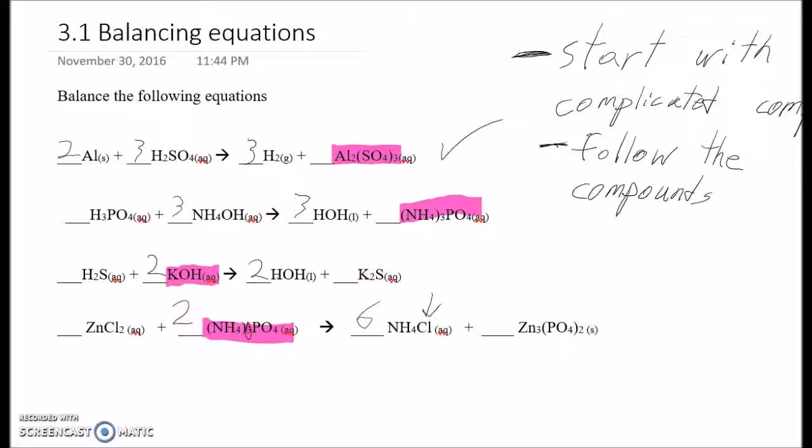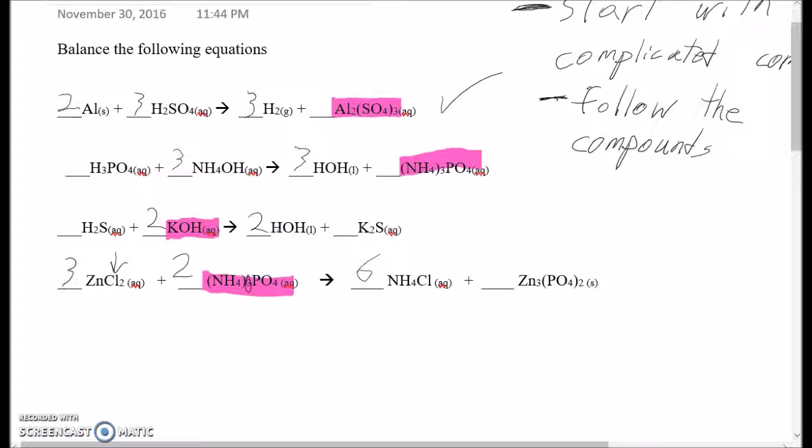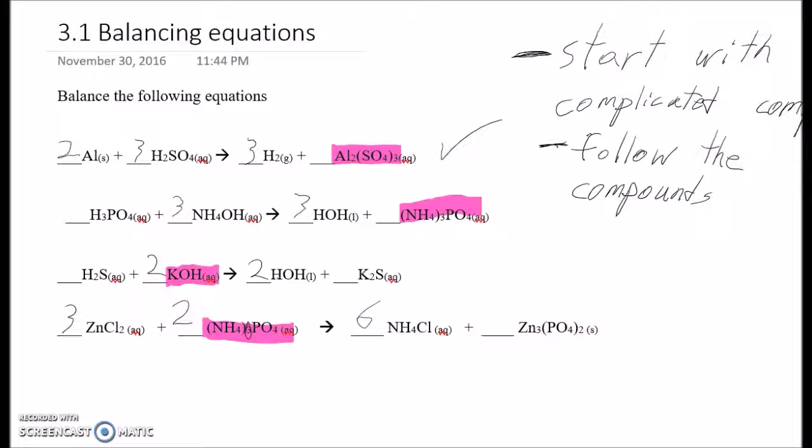So now let's look at this chlorine. How many chlorines are there? Well, there's 6 now, because we now multiplied by that coefficient. Now on this side, here, how many chlorines are there? There's only 2. We need to have 6. So 3 times 2 is 6. How many zincs are there now? There's 3. And there's 3 on this side. And we are finito. So that's how you do some balancing of equations.